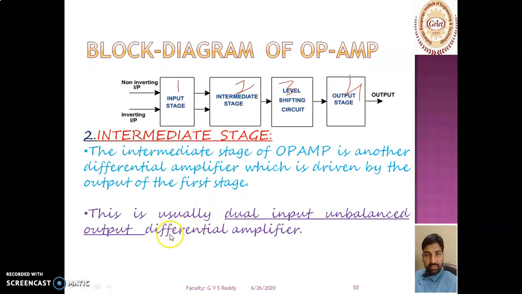Next, the second block of the operational amplifier is known as intermediate stage. The intermediate stage of the operational amplifier is another differential amplifier which is driven by the output of the first stage.